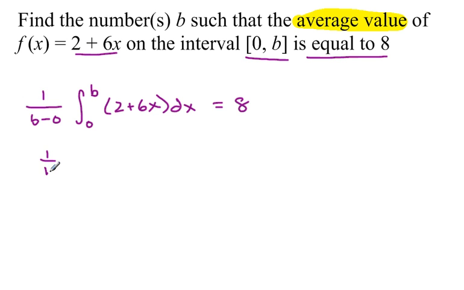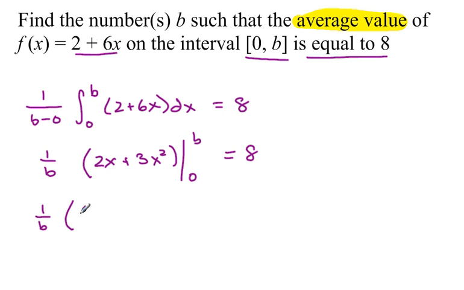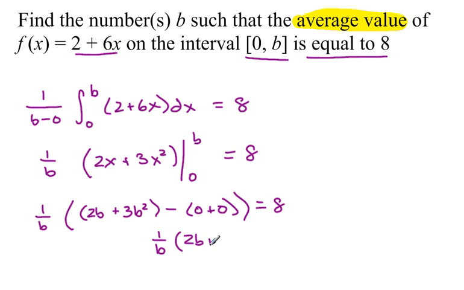So here we've got 1 over b. Over here we can find that antiderivative. So we've got 2x plus 3x squared. And we evaluate this thing from 0 to b, and it's going to equal 8. Now, even though these are letters and not numbers, the process is the same. First, I plug in b. So I've got 2b plus 3b squared minus, and I plug in 0. You'll notice that those are both going to be 0, so that really doesn't change anything. So now I've got 1 over b times 2b plus 3b squared equals 8.